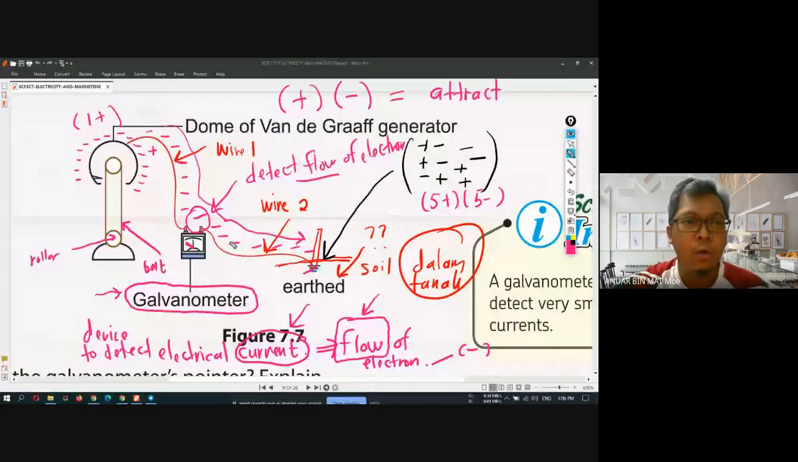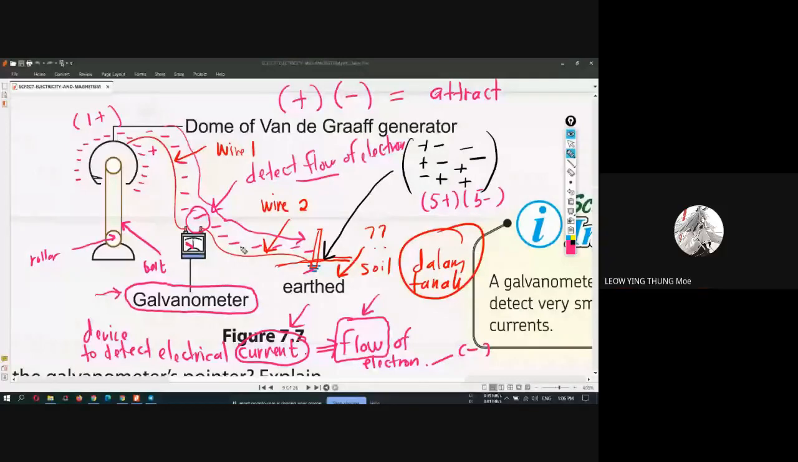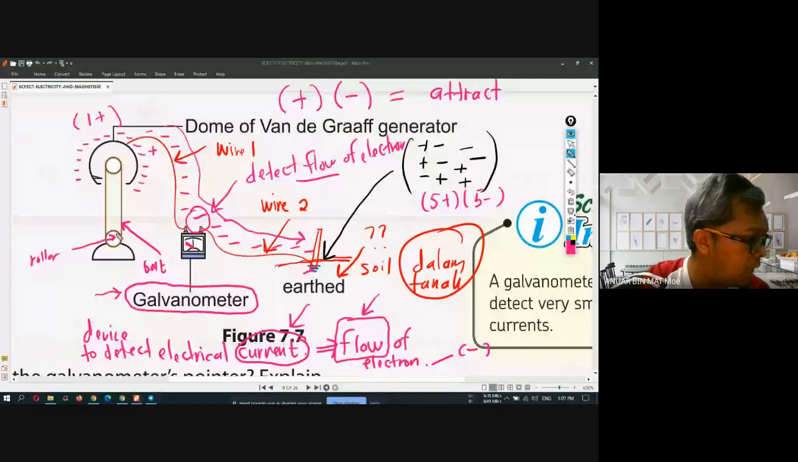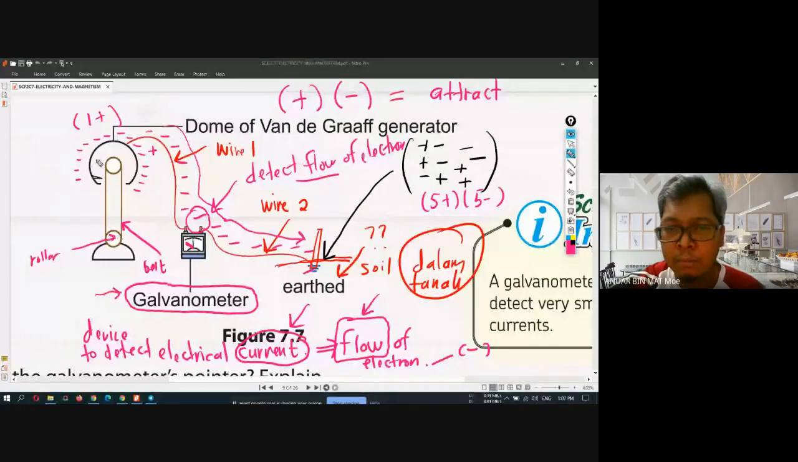What happened if I turn off the Van de Graaff generator? When I turn off the Van de Graaff generator, does the electron flow or stop? Stop. Yes, very good. When I turn off the generator, the flow of electron is stopped. Because there is no friction, there is no electron transfer, and the charges on both the Van de Graaff generator and the soil are already equalized, meaning they have become neutral. So there is no electron transfer from the Van de Graaff generator to the soil, because there is no more friction. No more electron jump, so it will be stopped.